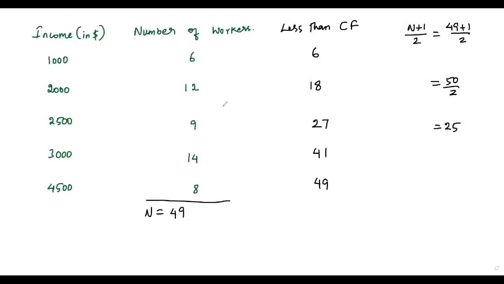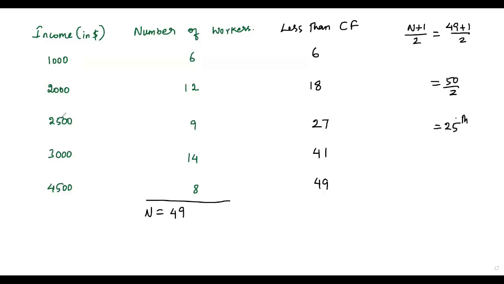Now to get the median income, in this less than cumulative frequency, I have to identify the position of 25, that is the 25th value. Where do we have the 25th value in this less than cumulative frequency? This 25 comes within 18 and 27. The 18 means the first 18 frequencies, because 6 is the frequency we have for the first category, and 12 is the frequency we have for the second category. So the first 18 frequencies cover these two income categories, $1,000 and $2,000.